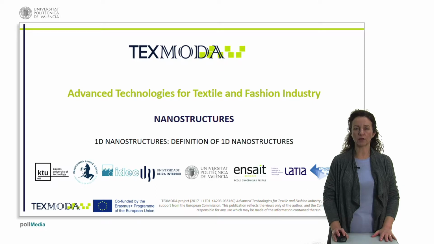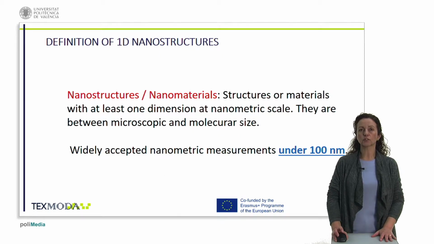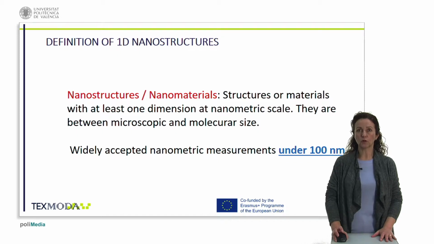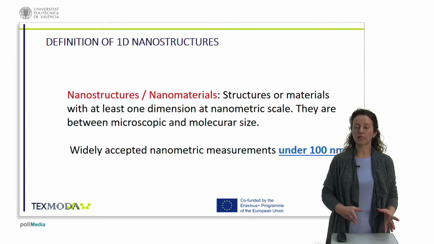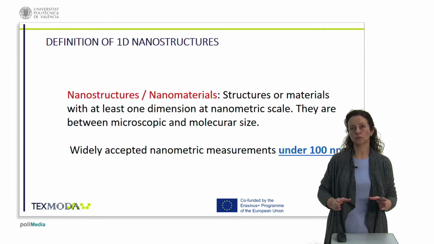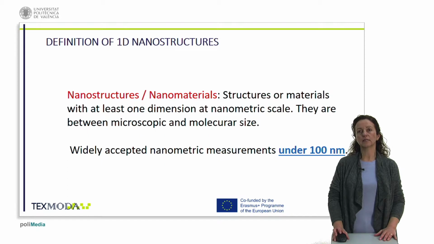So we are going to begin with, and in this case, we need to begin from scratch. So we are going to define what nanostructures or nanomaterials are. Nanomaterials or nanostructures could be defined as structures or materials in which at least one of the dimensions has a nanometric scale. So they are between microscopic size and molecular size. It is widely accepted that when we are talking about nanostructures, we are talking about measures under 100 nanometers.